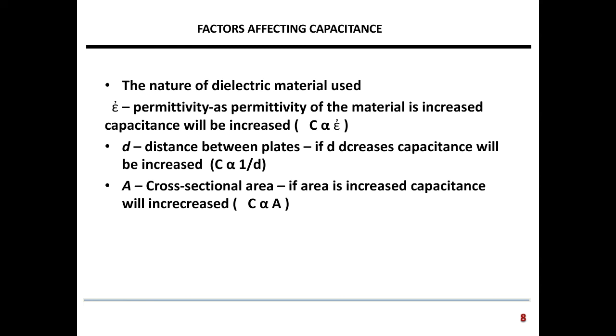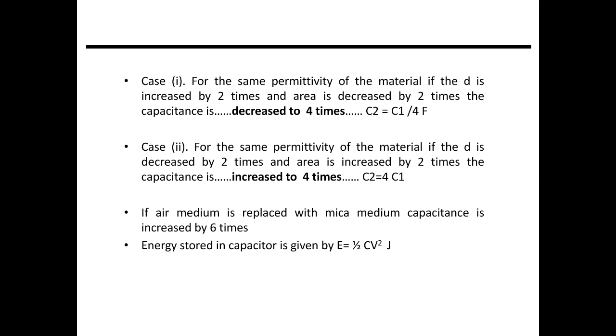Now, if we change the various parameters, what will happen to the capacitance? Case 1: for the same permittivity of the material, that means the dielectric material is constant, if d is increased by 2 times and area is decreased by 2 times, the capacitance is decreased by 4 times.